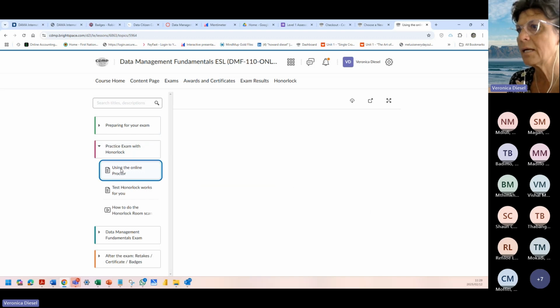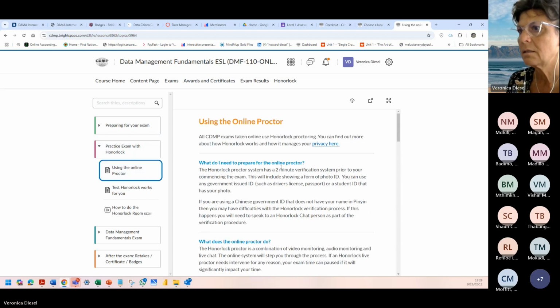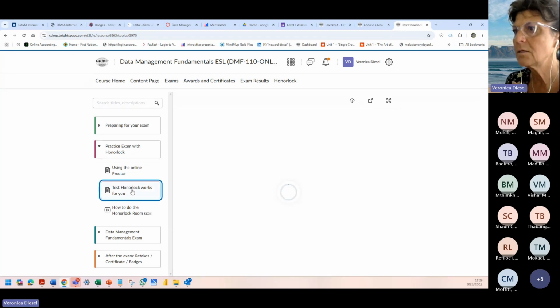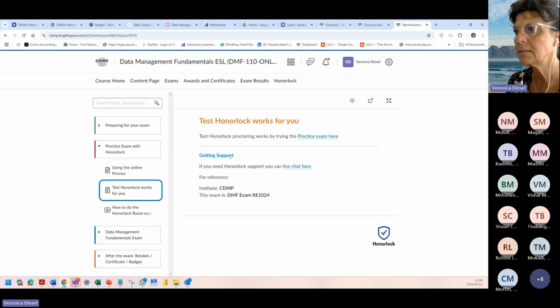So using the online proctor, what do I need to prepare? It does a verification system before your exam, where you have to do a photo ID, and your face, your photo ID, and the room scan. So let's just see if it'll do this for us.